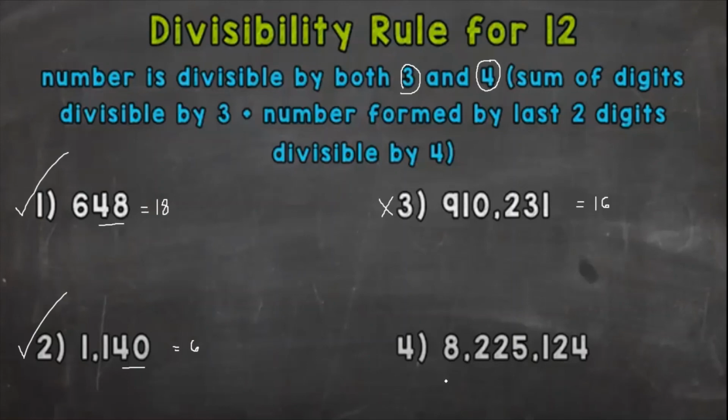We have here 8,225,124. Okay, so let us add all of its digits. So 8 plus 2 is 10. 10 plus 2 is 12. 12 plus 5 is 17. 17 plus 1 is 18. 18, 19, 20, 24. 24 is divisible by 3. The answer is yes. And the last two digits here are 24. Then 24 as well can be divided by 4. So therefore, 8,225,124 is divisible by 12.